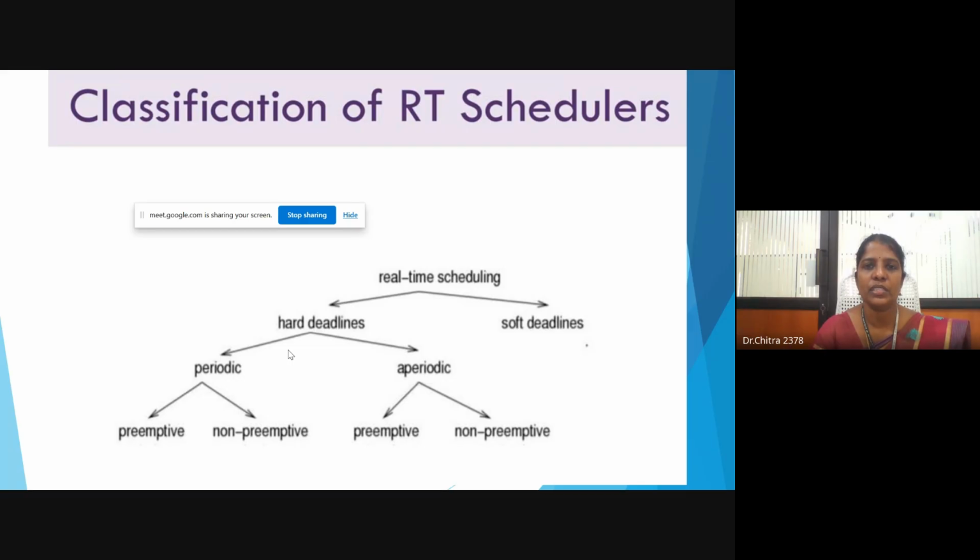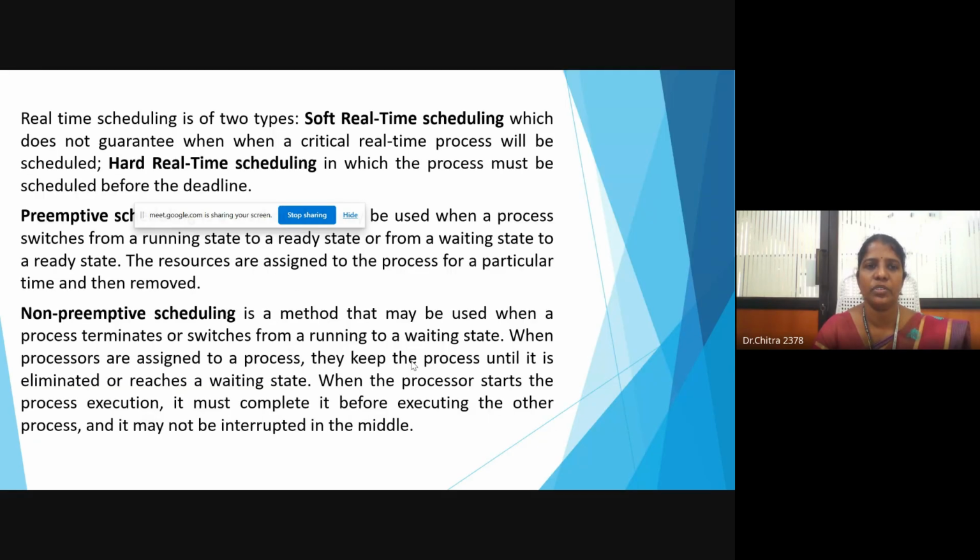Again, both schedulings are classified into two types, preemptive scheduling and non-preemptive scheduling. Preemptive scheduling means whenever a high priority job enters the queue, automatically the currently executing job must be released from that work. Whereas in the non-preemptive scheduling, even though the job in the queue has the higher priority, the first job will be executed and after that it will be continued. That is the concept of non-preemptive scheduling.